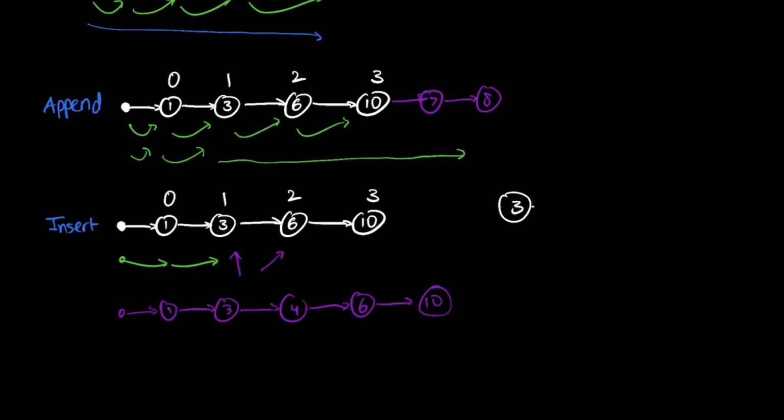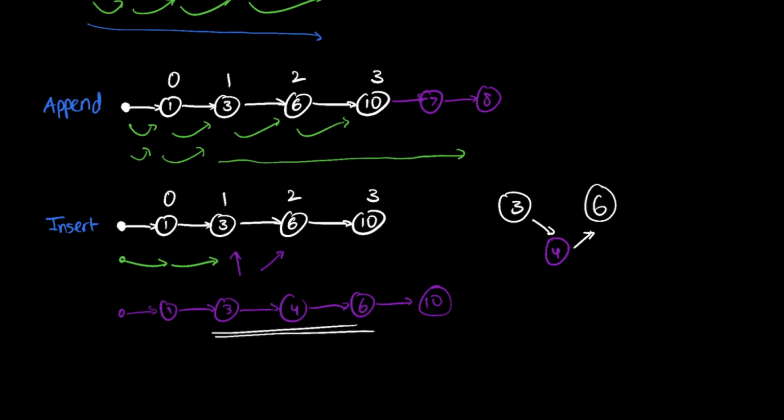So 3's next node is currently set equal to 6. Well, I'm going to create a new node. This is 4. And I'm going to set 4's next equal to 6. So 4 is going to point to 6. And then once I have that, I can remove the pointer from 3 to 6, and I can point from 3 to 4. And so that effectively creates this transition right here. So that's how I'm going to do insert.